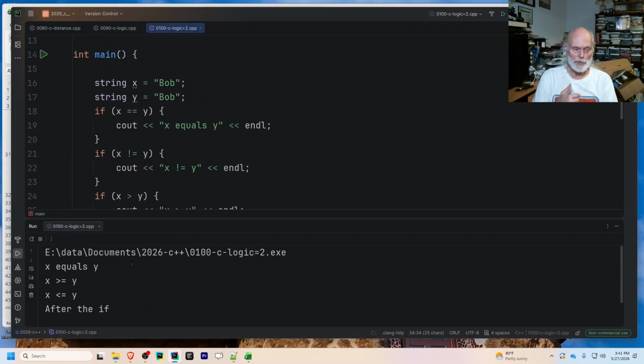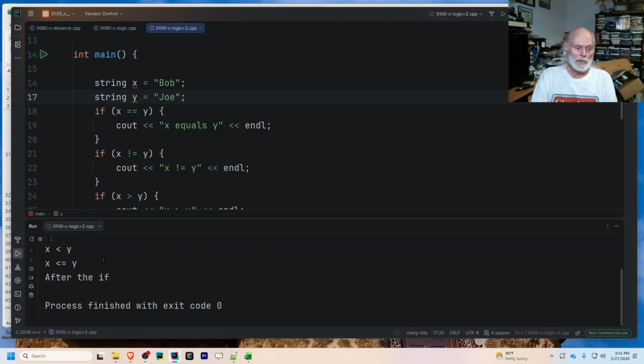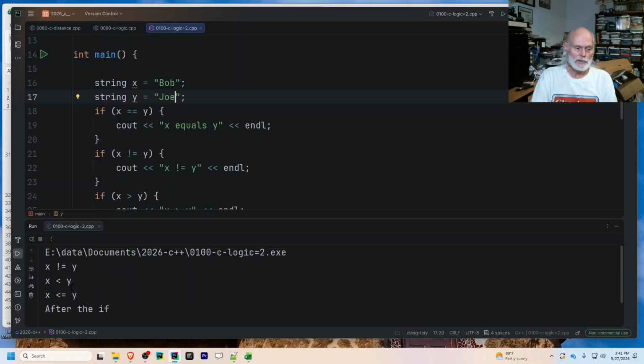And they're equal, greater than or equal, less than or equal. Now, what happens if I make it Joe? Well, in the case of Joe, they shouldn't be equal, but it says that x is less than y, saying Joe is bigger than Bob, and less than or equal as well.